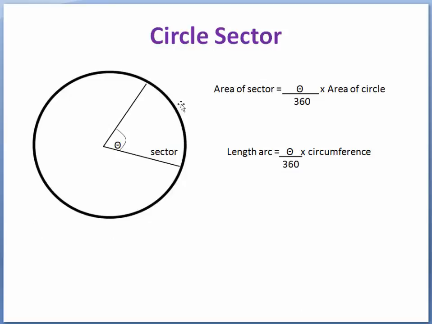Calculating the sector, so here we've got a sector within a circle, with this angle theta. The area of the sector is the fraction of the circle, which is theta divided by 360, the number of degrees in a circle, multiplied by the area of the circle. So that's the area of the sector. The arc length, which is the outline in dark of the sector, is given by the fraction of the total, theta divided by 360, multiplied by the circumference.